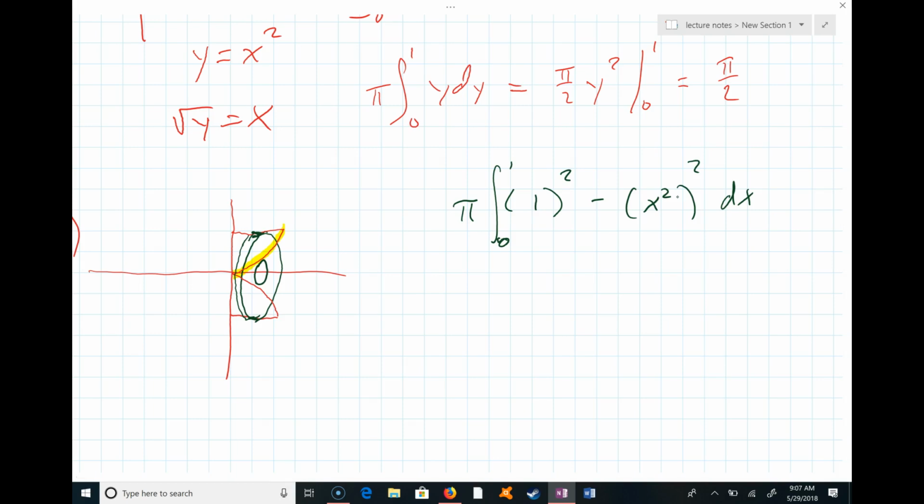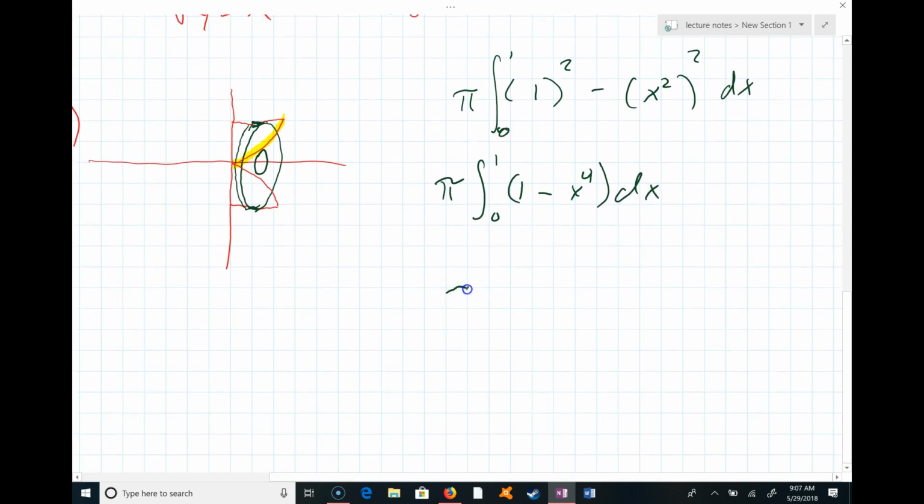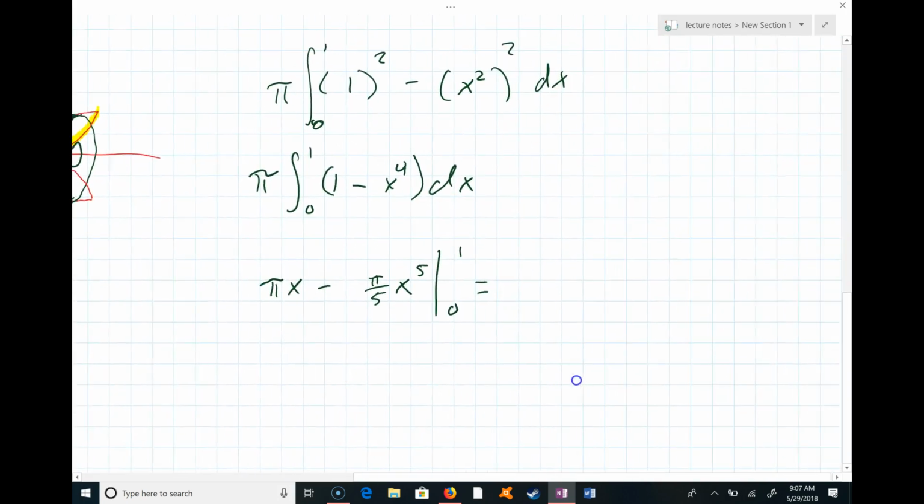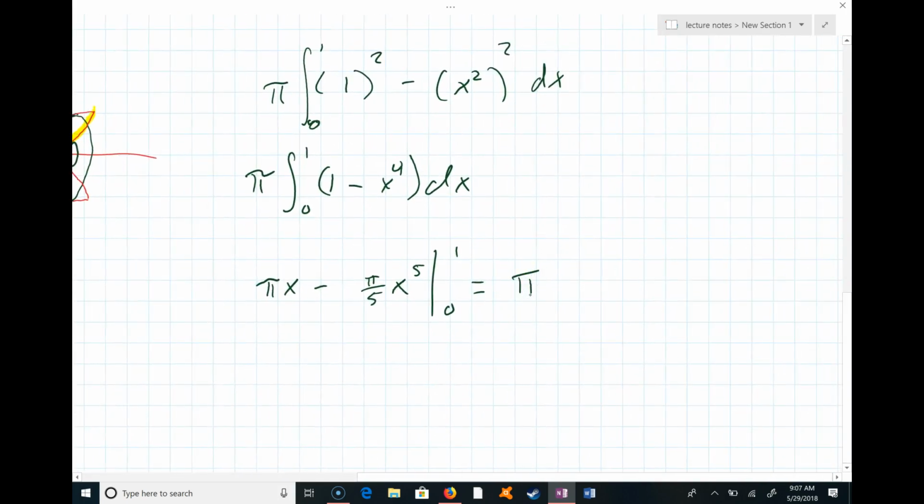Isn't that slick? So now we have a pi integral from 0 to 1 of 1 squared is just 1, and x squared squared is x to the 4th, and we have a dx there. So if we integrate that thing, we're going to get pi x minus pi over 5 x to the 5th, and we're integrating from 0 to 1. And of course, that just gives me a pi out front and a minus pi fifths, and that equals what? 4 pi over 5.